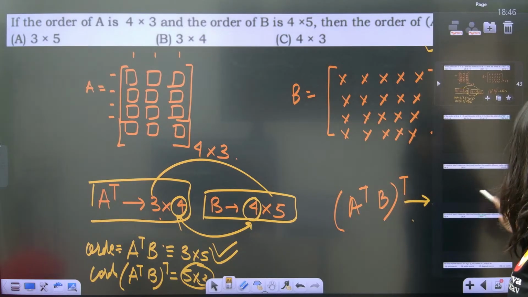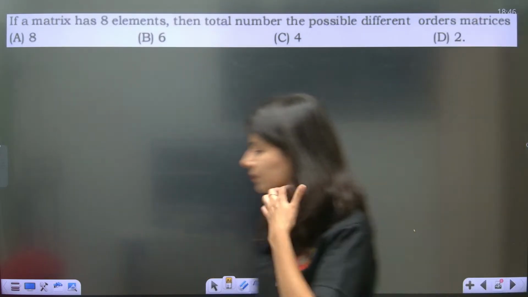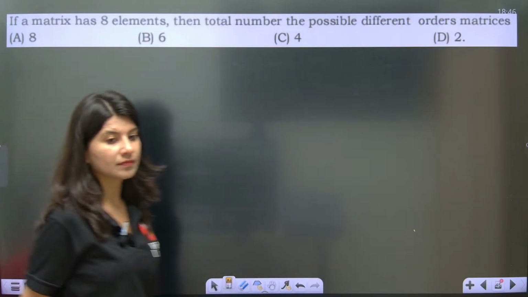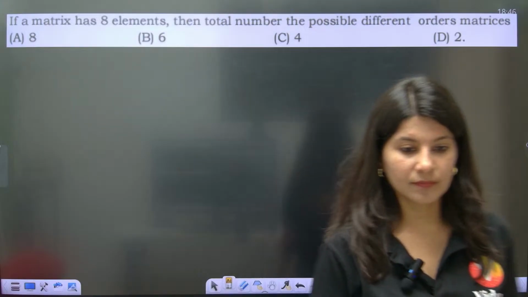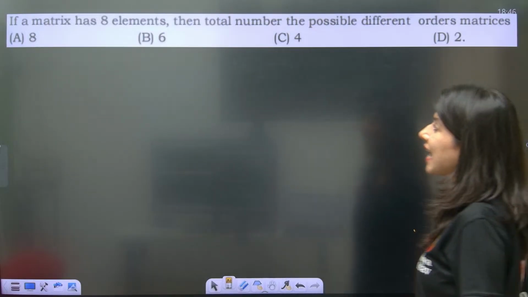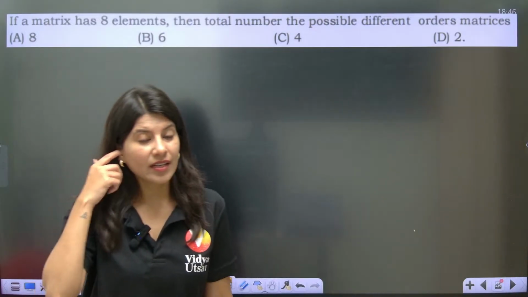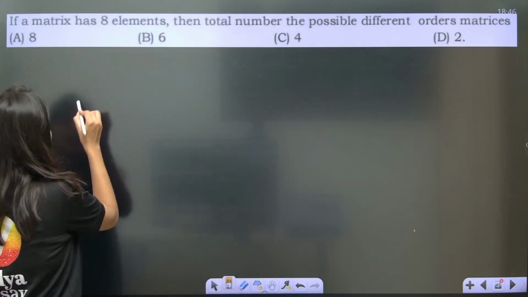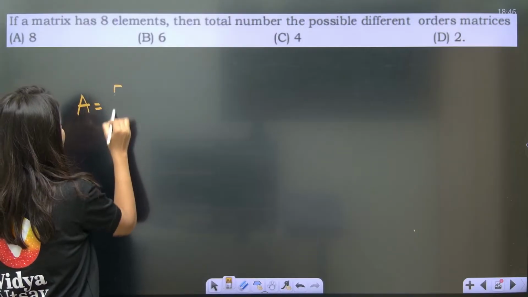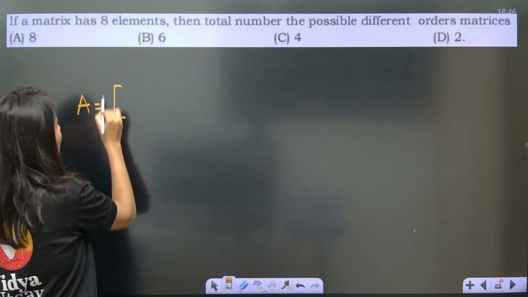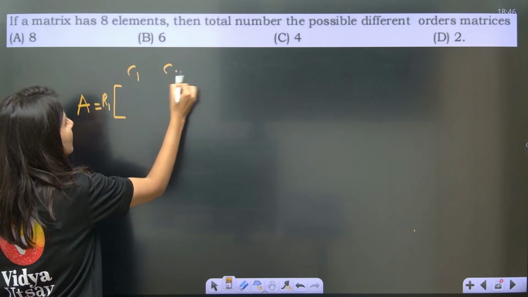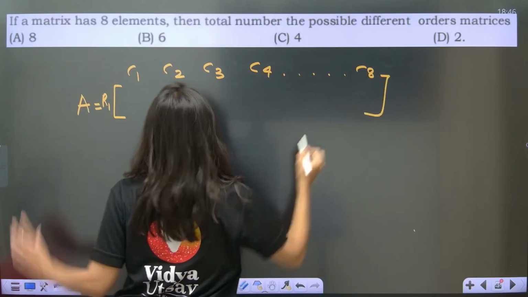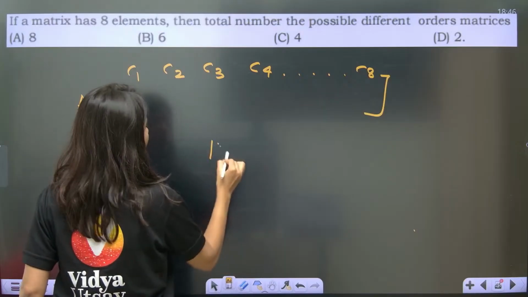Now we have another question. A matrix has 8 elements. What could be the possible order? So now let us think. With 8 elements, it could be 1 row, but how many columns? C1, C2, C3, C4, up to C8. So this is 1 row and 8 columns.